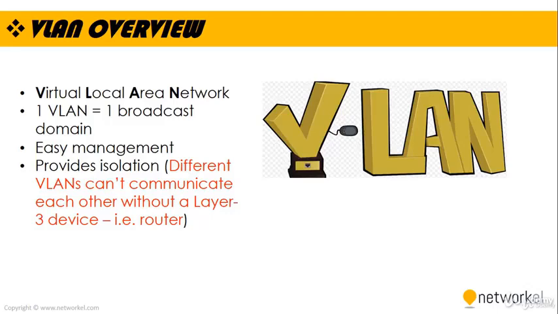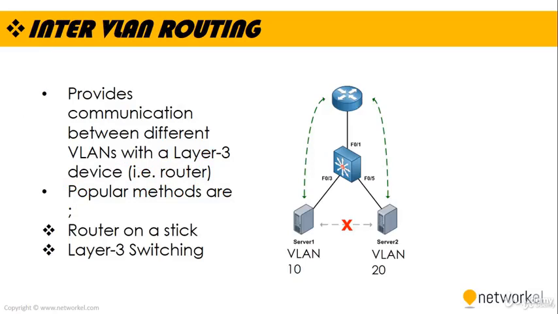A VLAN, a virtual local area network, defines a broadcast domain and provides easy management. It also provides isolation, as you know, and different VLANs cannot communicate with each other without a layer 3 device such as a router, firewall, or layer 3 capability of a switch. By using inter-VLAN routing, you can establish communication between different VLANs with a layer 3 device.